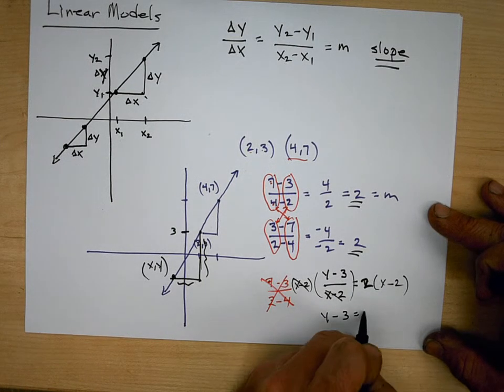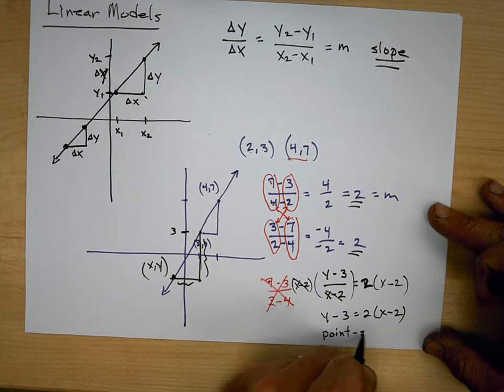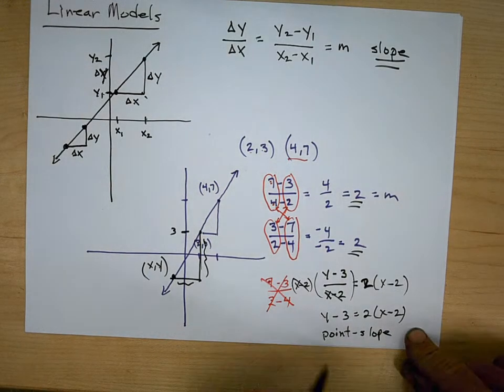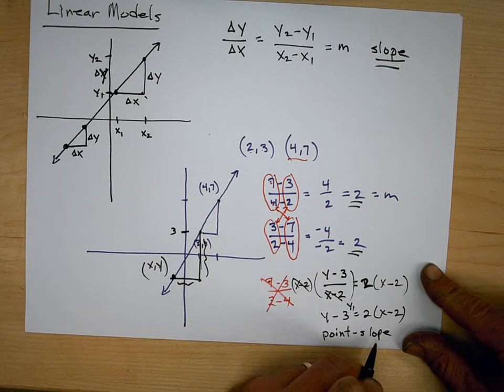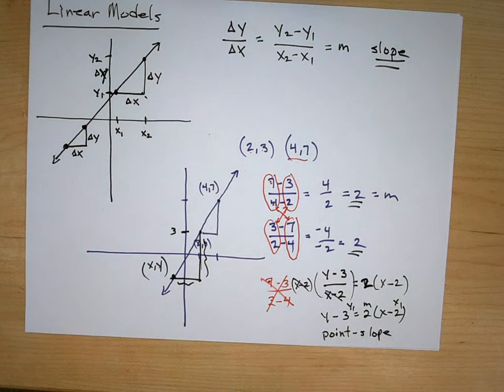y minus 3 equal to 2 times x minus 2, and that is my point slope form or equation of a line. All right. So here is the y value. We can call it maybe y1. Here is my slope. Here is my x value.